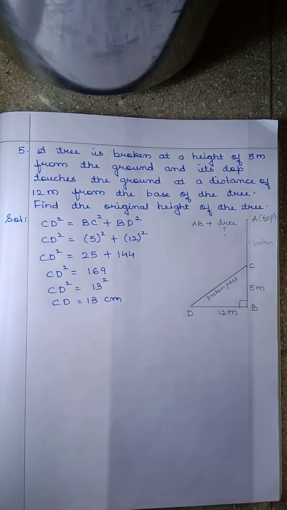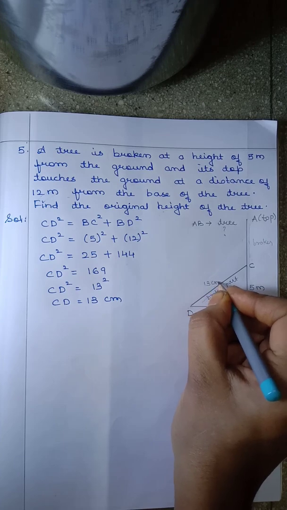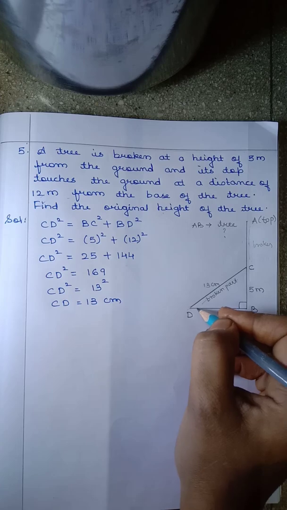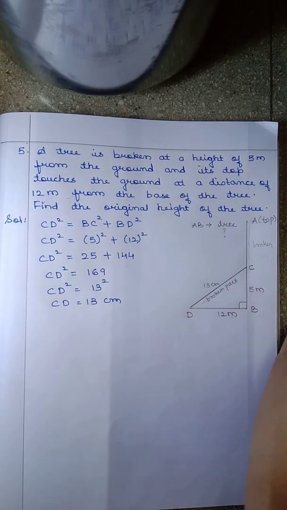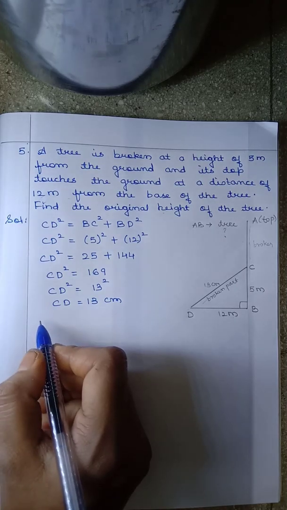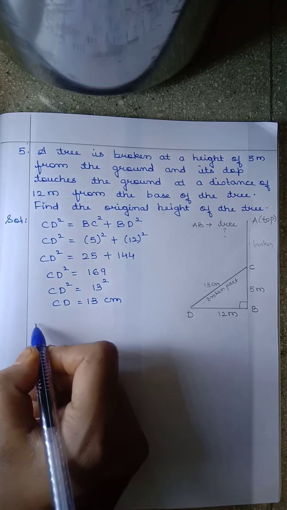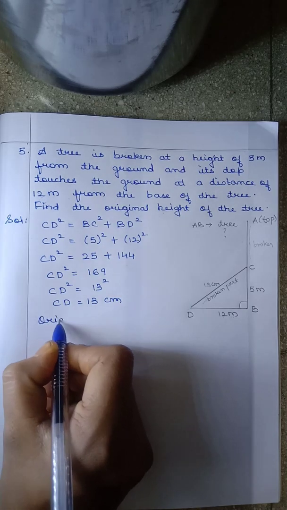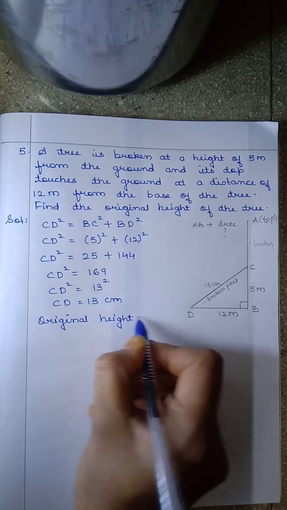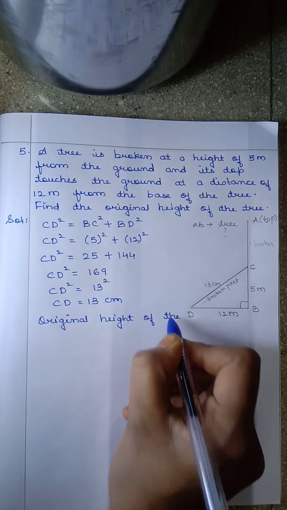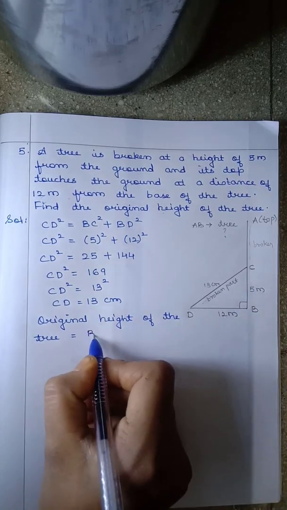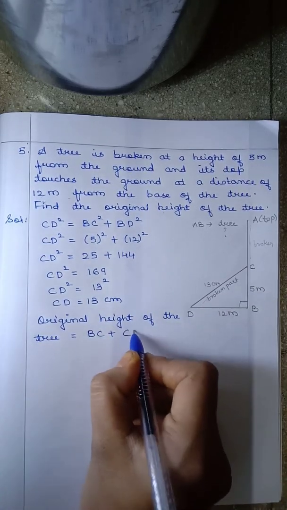Now we got the measurement of this broken part of the tree. This part is there still. This much part was broken. So 13 plus 5 is the total height of the tree. So now write: the original height of the tree will be equal to BC plus CD, the broken part.